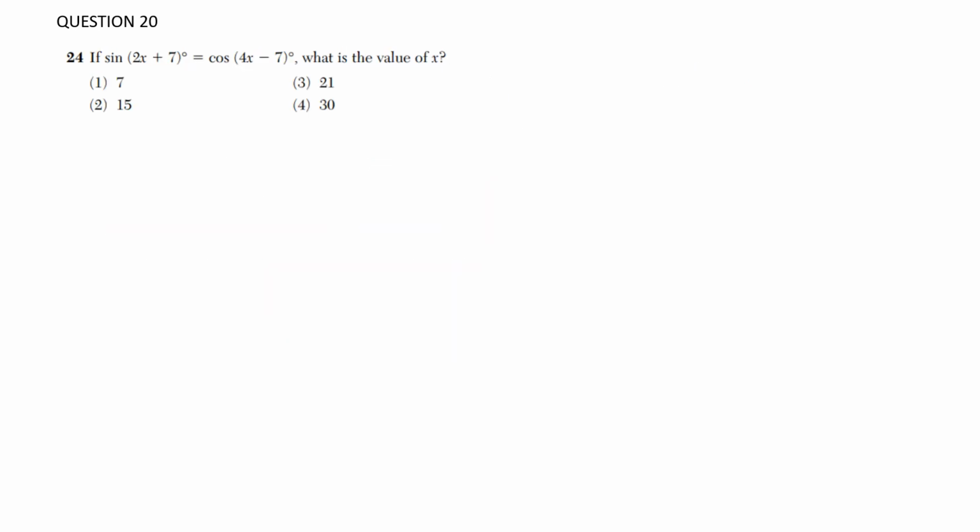In question 20, we have if sine of 2x plus 7 degrees equals cosine of 4x minus 7 degrees, what is the value of x? Okay, going back to a point I made in a previous question, we know that the sine of an angle, sine of theta, equals the cosine of its complement. So that's 90 minus theta, right?